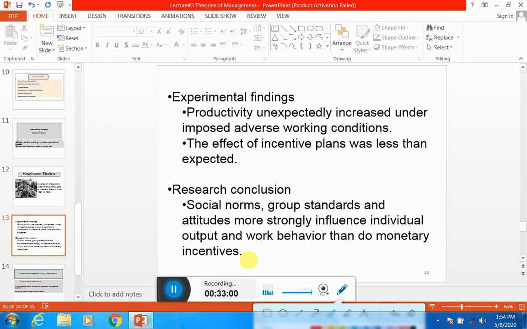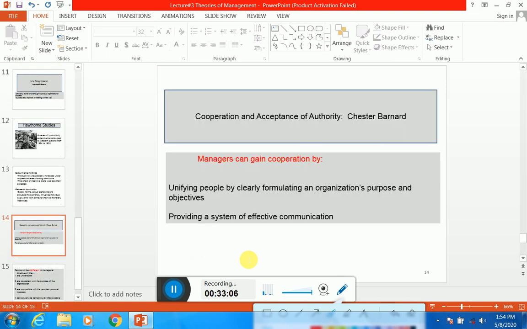Hope inshallah a bit of an idea will be clear. Then the very famous Chester Barnard, the theory he presented was famous by the name of cooperation and acceptance of authority theory. Barnard simply wanted unifying people by clearly formulating an organization's purpose and objectives.